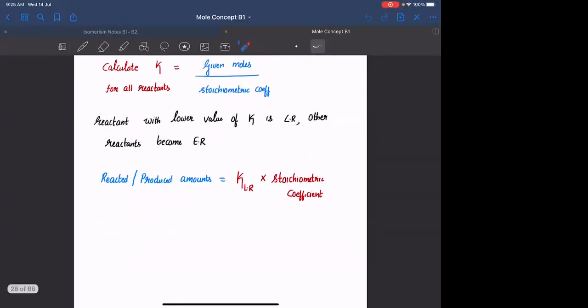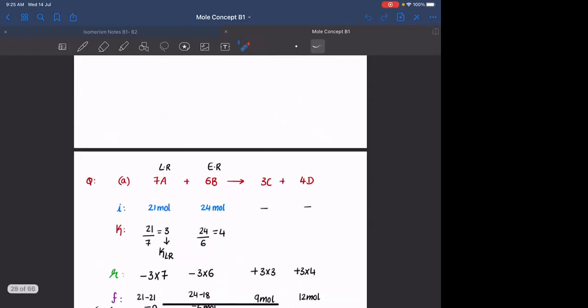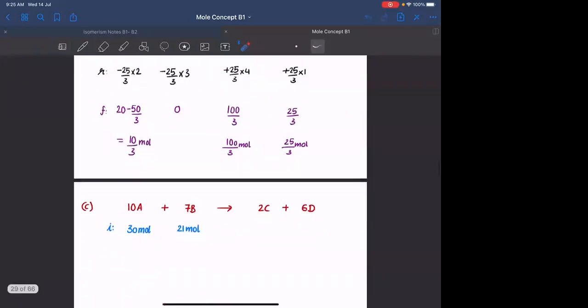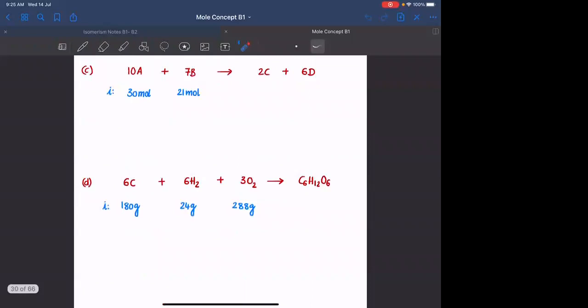In order to calculate the number of moles reacted or produced, we multiply the K of the limiting reagent with the respective stoichiometric coefficient. For reactants, put a negative sign because they are being consumed. For products, put a positive sign as they are being produced. This is what we saw, and we did two questions. I gave these two questions as homework. I hope you have done them.